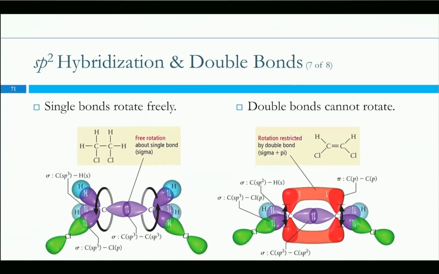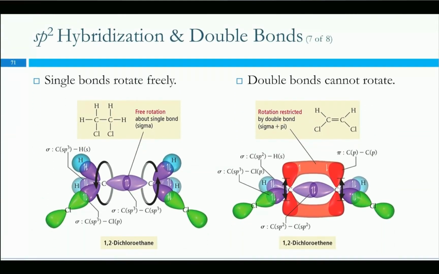So if you remember this, I don't know, years from now, if you take OChem, the pi bonds are easier to break.